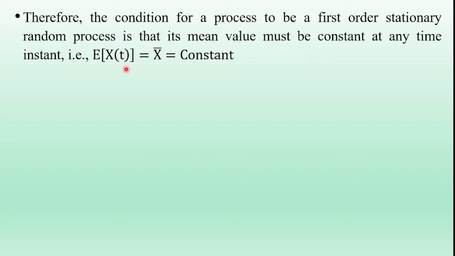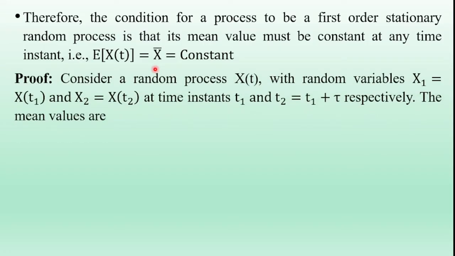That is, expectation of x of t is equal to a constant. Expectation of x of t is also denoted as x bar. So this is the condition of the first order stationary random process. In order to prove this statement, consider two random variables x1 and x2 of the random process at two time instants t1 and t2.